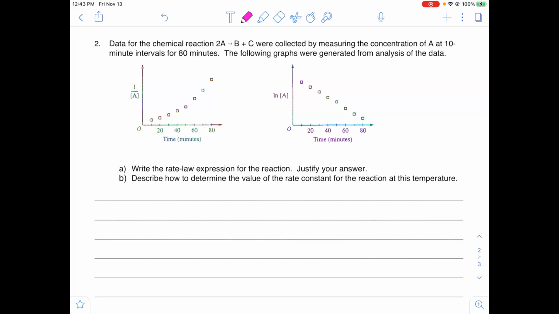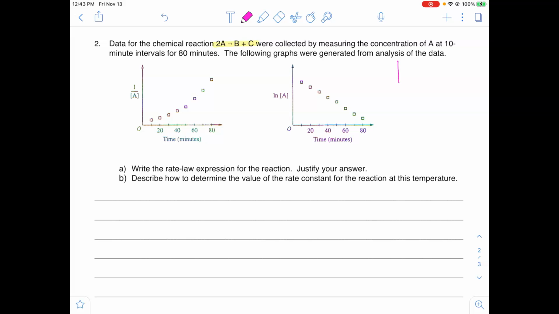So this question is looking at the reaction 2A producing B and C, and we have two sets of data that's collected. We have a graph for the inverse of concentration of A versus time, and we have a graph for the natural log of the concentration of A versus time.